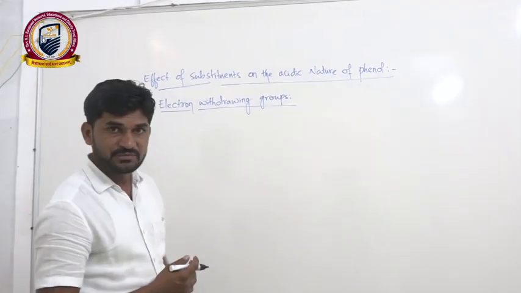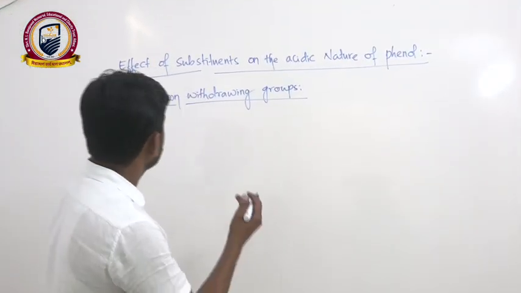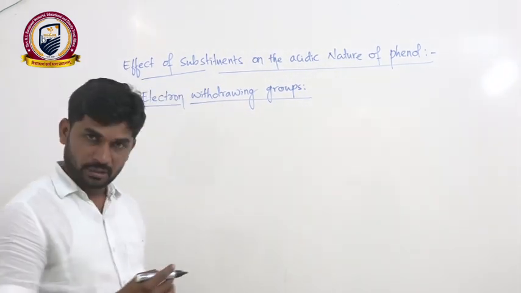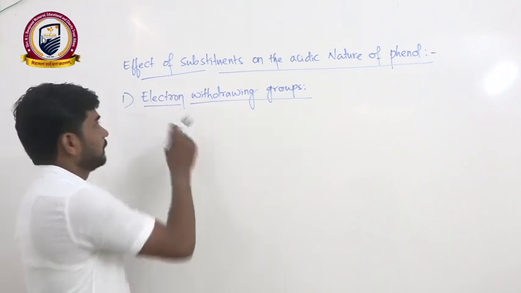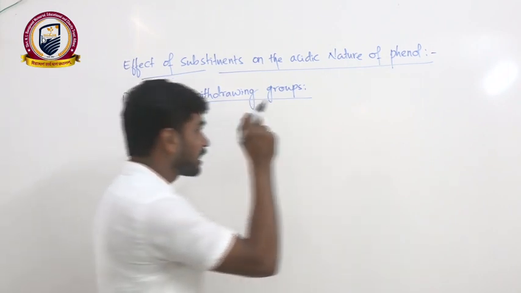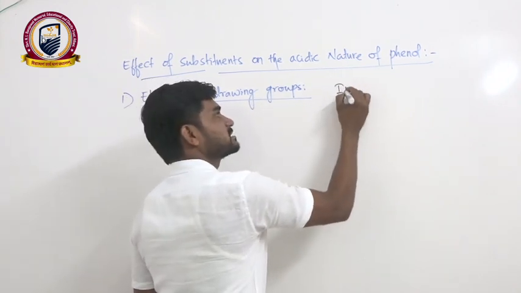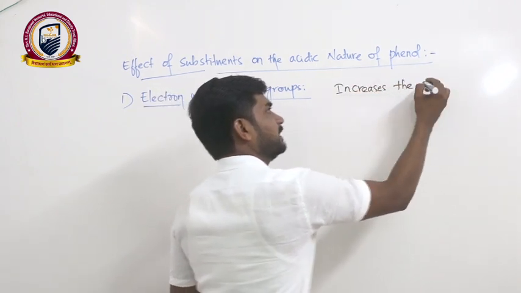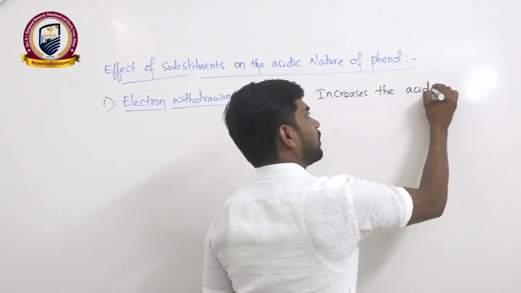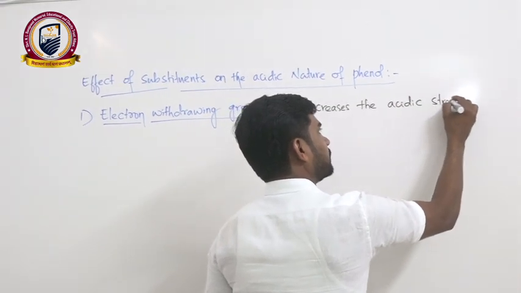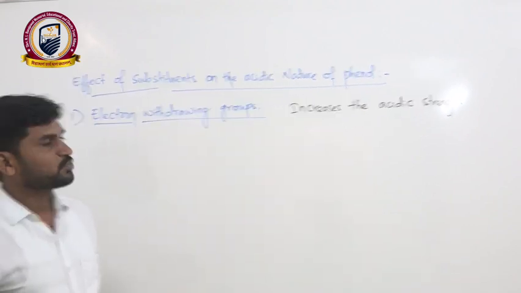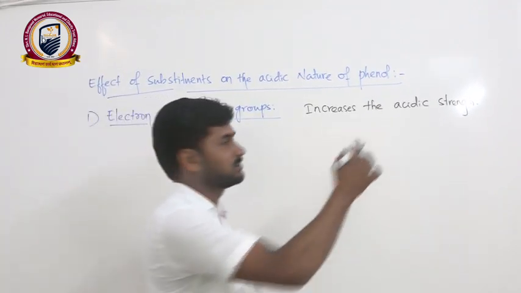So we have different kinds of substituents. The substituents may be electron withdrawing, or the substituents may be electron donating. As we know, electron withdrawing groups on compounds always increase the acidic strength. Increase the what here? Acidic strength of compounds. Remember that. Electron withdrawing groups always make an increase in the acidic strength of compounds.